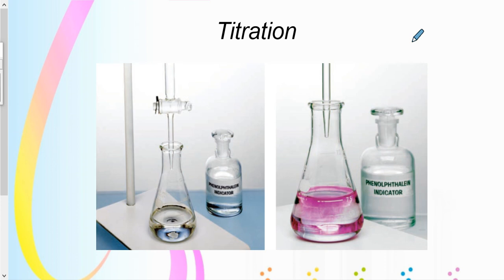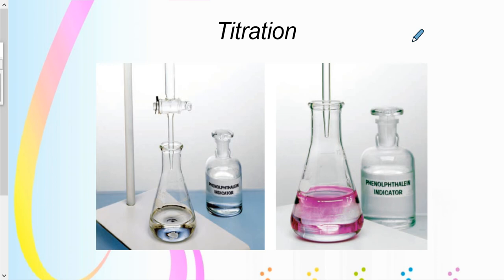Alright, class. Today we are going to talk about titration, which is a process to find the unknown concentration of an acid by using the known concentration of a base, and vice versa. So, meaning you can figure out the unknown concentration of a base by using the known concentration of an acid.